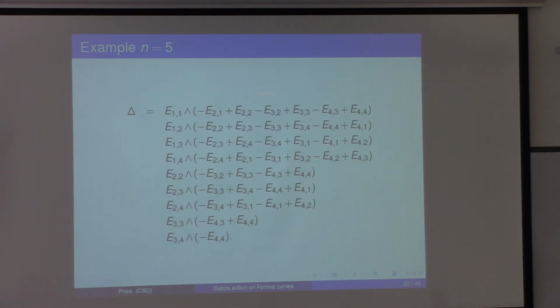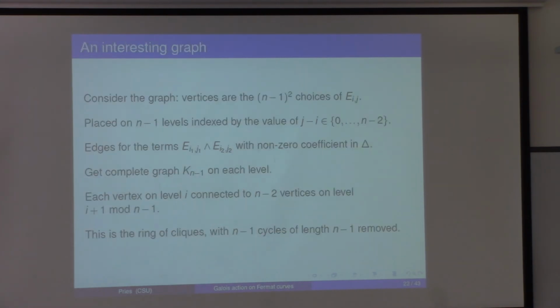And so those are all going to show up in delta. And then these differences, this difference is 0 and this difference is 1, and those will show up with a negative sign. And so you can express that in terms of a graph.